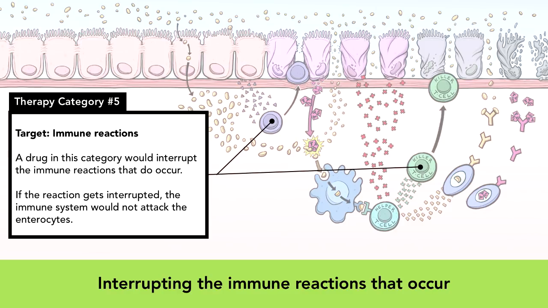Therapy category number 5, interrupting the immune reactions that occur. Target: immune reactions. A drug in this category would interrupt the immune reactions that do occur. If the reaction gets interrupted, the immune system would not attack the enterocytes.